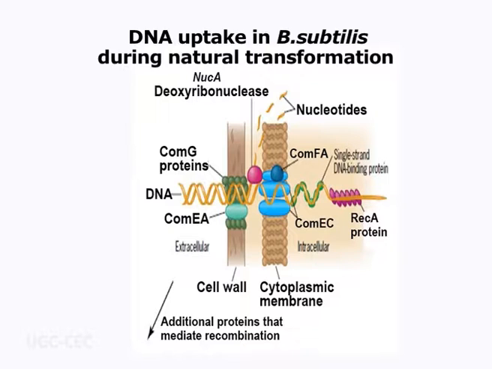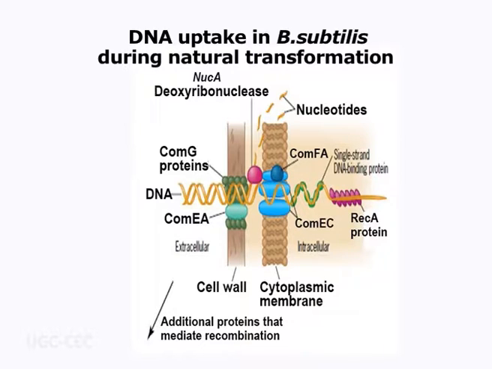During its entry, it is the nuc-A gene that converts the double-stranded DNA into single-stranded DNA. During its passage, we see the involvement of COM-EC, which forms a channel, and COM-FA protein, which acts as an ATP-dependent energy transfer mechanism. The DNA gets transferred from the outer cell surface to the inner cell surface.